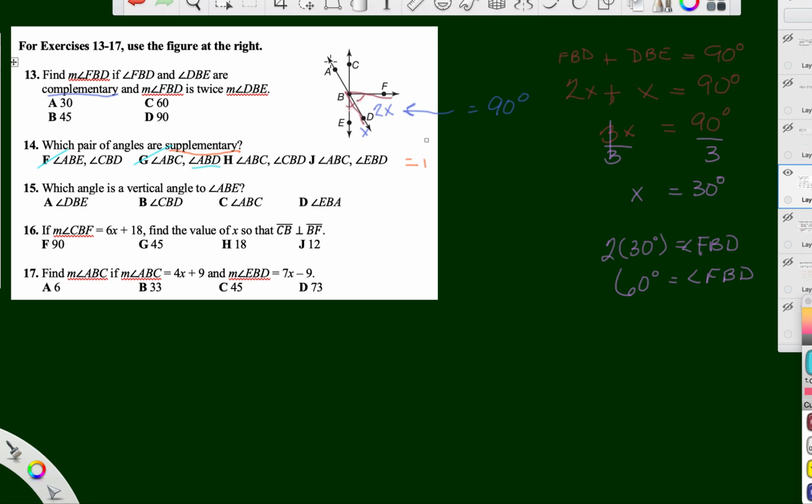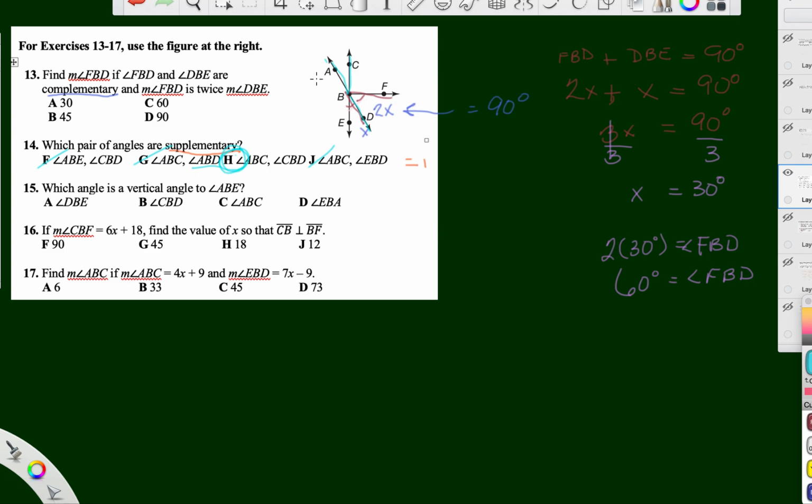ABC and CBD. Hey, look at that. If I start at A and end at D, this ray in between, look at that, that's a straight line. This is it. And we'll just check our work to make sure. ABC and EBD are, again, vertical angles, and they're both acute, so they couldn't possibly add up to 180. But we already found it.